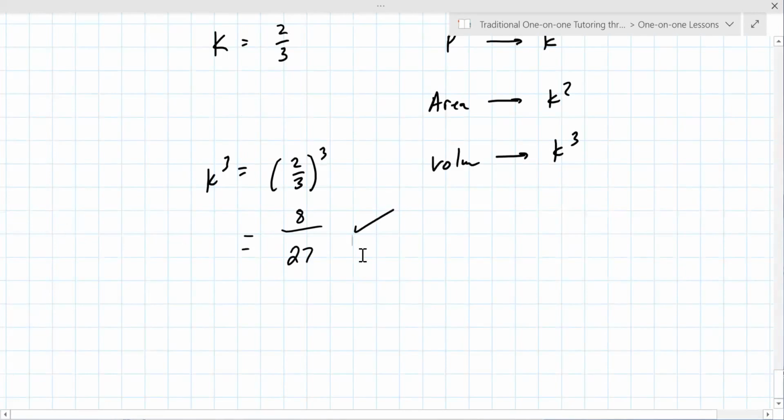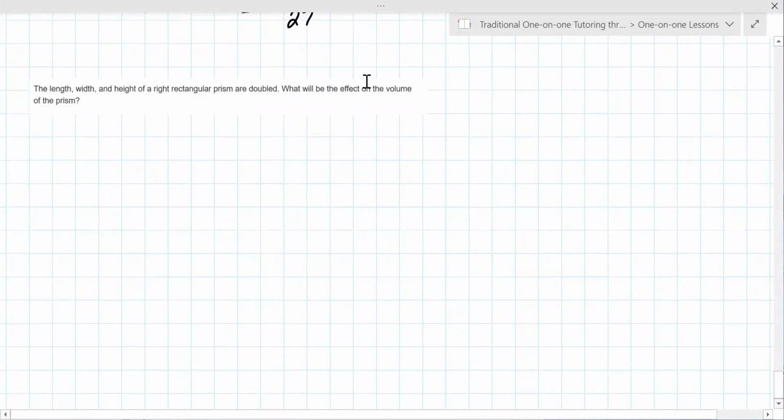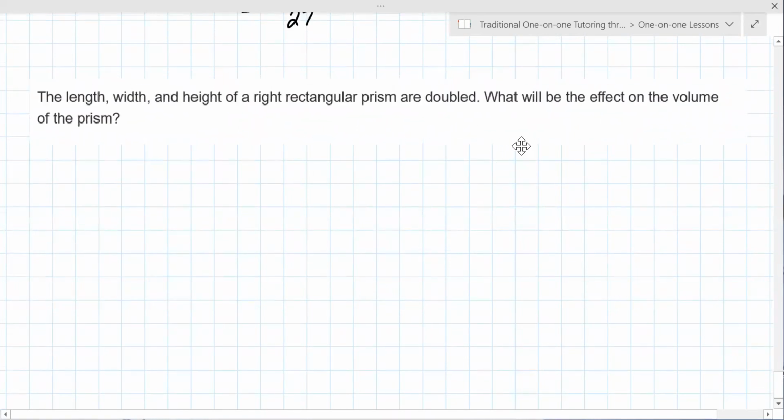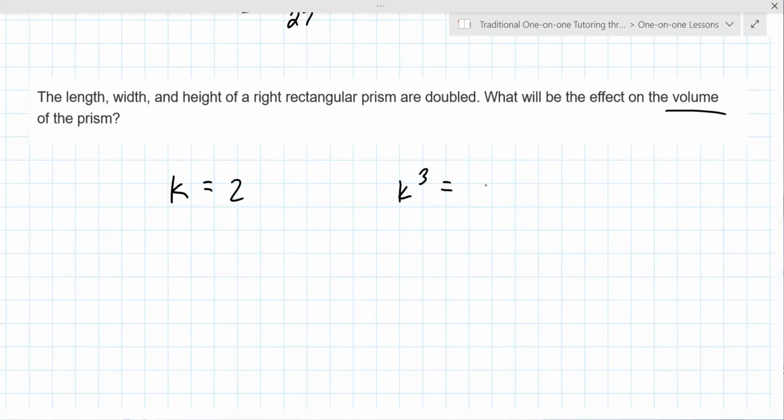Okay, next problem here, it's very much the same. So I want you to read this and tell me what is the K value. The K value is 2. If I haven't made it clear, it's whatever is happening to the sides. And are we asking about area, volume, or perimeter? Volume. So what is K cubed? 8. All right.